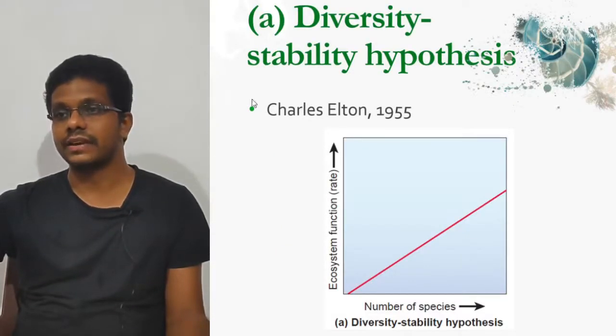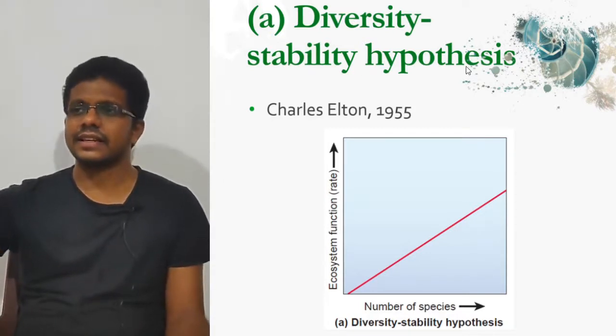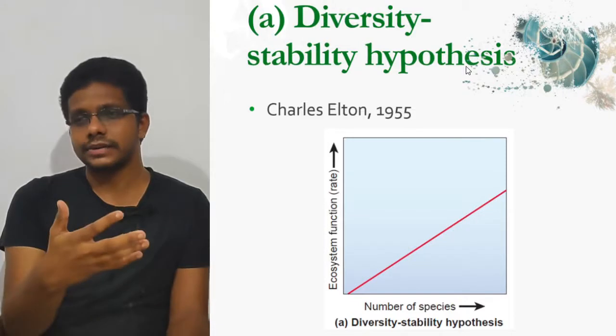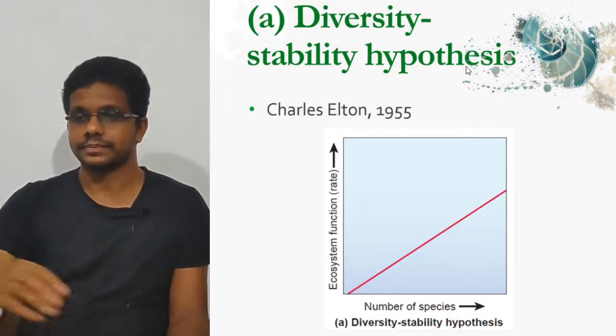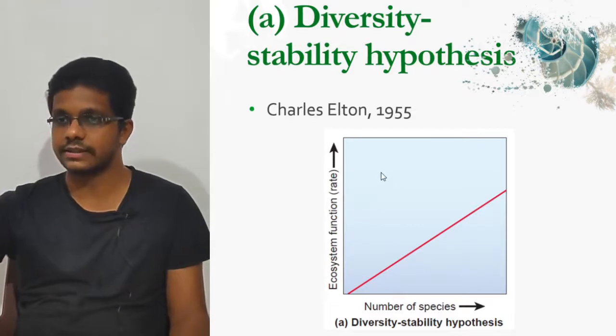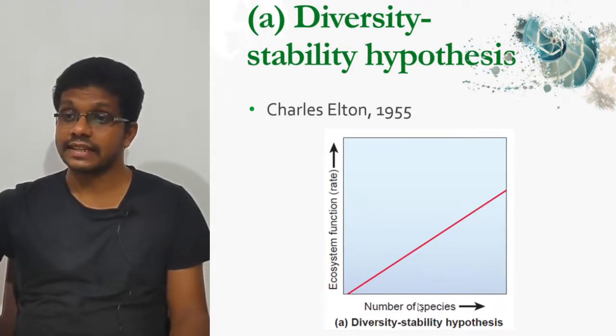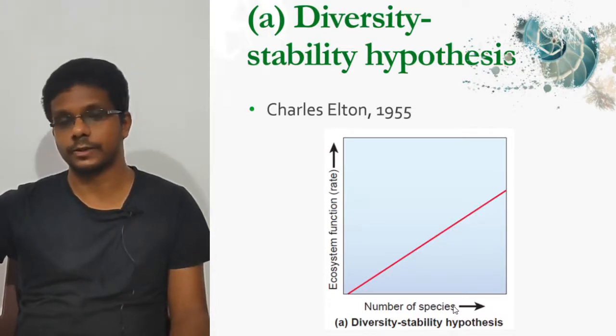So firstly, we have the diversity stability hypothesis. It basically says that if we have more biodiversity, the system will be more stable. And this graph represents the idea of diversity stability. The x-axis has the number of species, not the number of individuals.